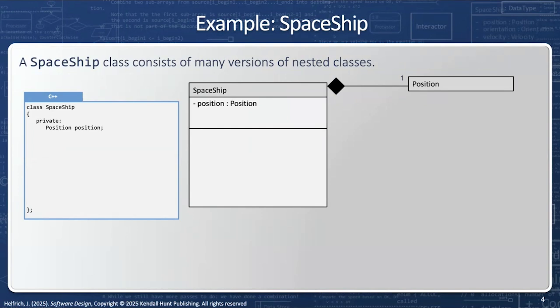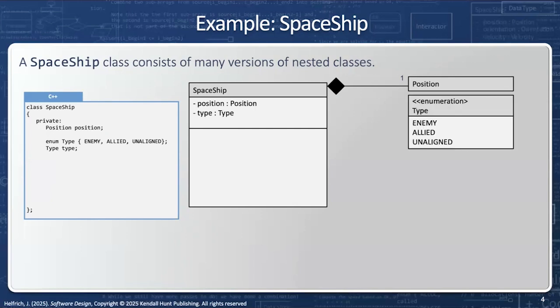So I want to make it a nested class when that class doesn't make sense outside the context of the enclosing class, in this case, the spaceship. I'm also going to have an enumeration called type, and this has three possible values, enemy, allied, or unaligned. And I'm also going to have a member variable of type. So in the class diagram, I'm going to have an attribute called type. And so I'm going to have a type enumeration, which has three possible values, enemy, allied, and unaligned. And it's going to be related by composition because I have an attribute of the type, but this type is defined within spaceship. Therefore, this is also a nested class.